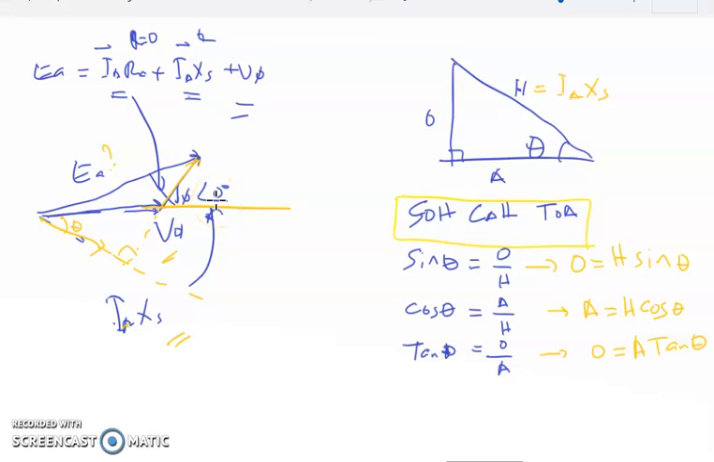Then if we make another 90 degrees line here, so here will be our 90 degree, and this angle will be the same theta angle of this one. So now we have a trigonometry angle over here.